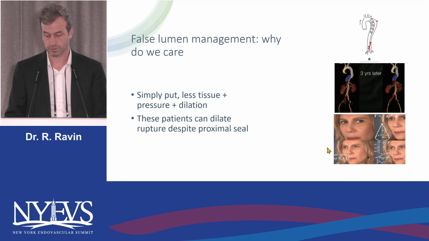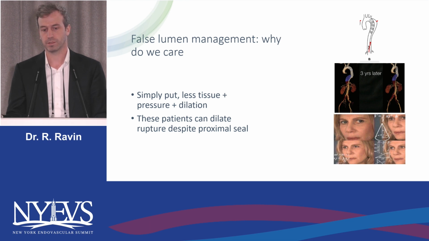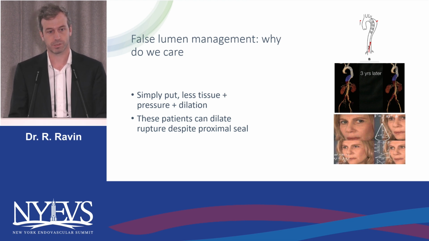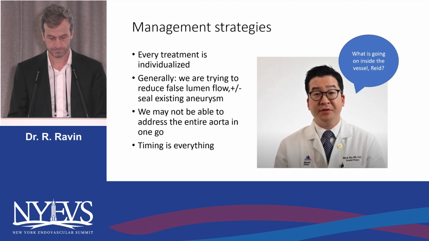When you have pressure in a false lumen, eventually it's going to lead to dilation because there is less tissue there, right? There are fewer layers of artery containing that pressure, and eventually it will dilate. And this is really the Achilles heel of what we do to treat these type B dissections. We can direct flow into the true lumen, but we often can't prevent persistent flow into the false lumen, which then leads to aneurysmal degeneration. And these aneurysms rupture. They may even rupture at lower diameters because there's less tissue containing that pressure.